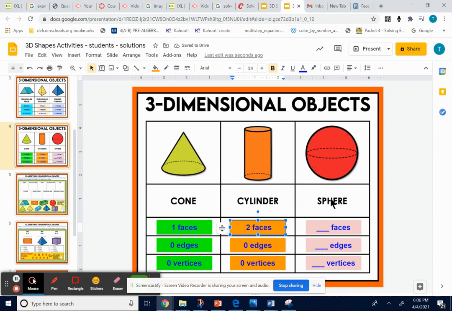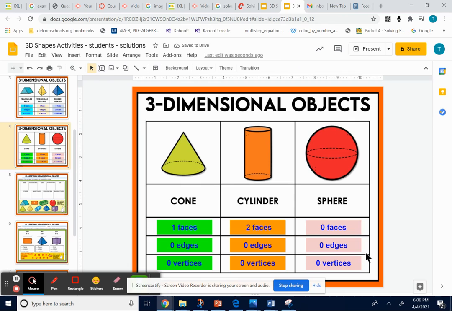Okay, a sphere. There are zero flat surfaces. There's zero faces. And if there's no faces for them to meet at, there's no edges. And there also cannot be any vertices.